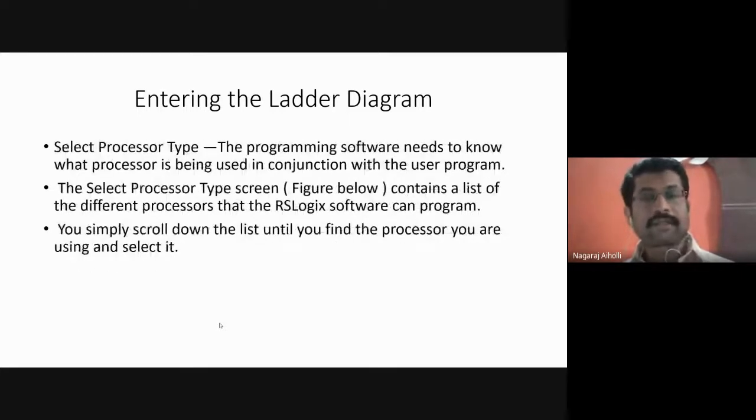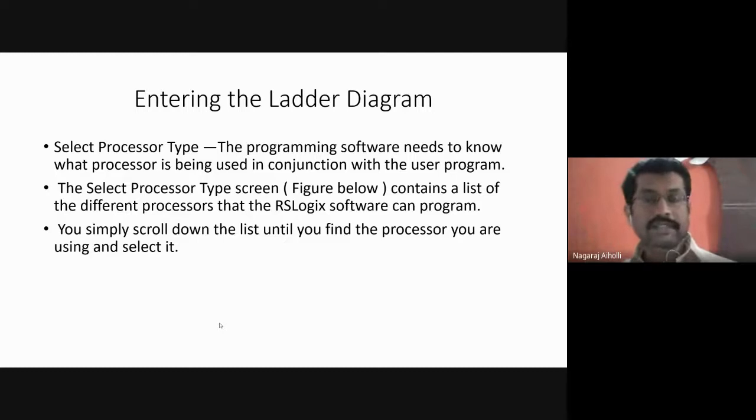Select processor type. The programming software needs to know what processor is used with the particular program. The software should come to know which processor is used for processing the program, because the PLC is associated with a certain particular processor.